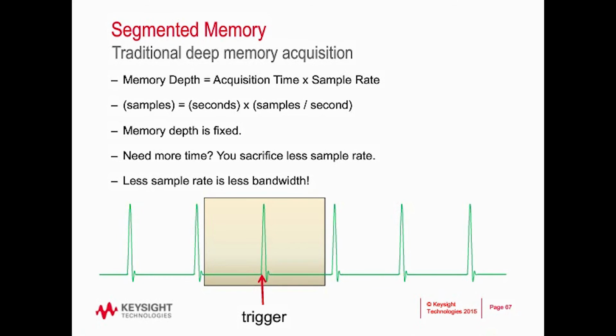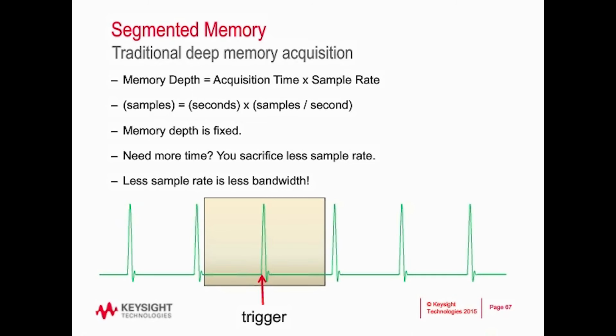For those of us like myself who are picture-oriented, here's kind of a picture of how segmented memory works and why it can be useful. So memory depth on the scope is fixed. So as you want to capture more time, such as consecutive events, the time between each sample is longer, and thus your sample rate goes down. If the sample rate goes down far enough, the signal you're trying to capture may be undersampled or aliased.